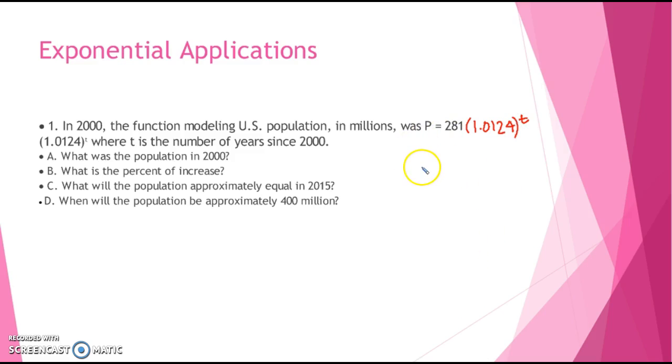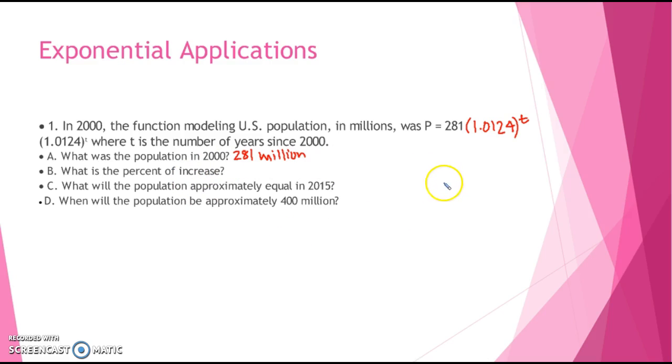All right, so for part A, we want to know the population in 2000. Well, to start with, 2000 is 0 years from 2000. So if I plug in a 0, anything to the 0 power is 1, so it goes away, and I'm left with 281. So there were 281 million in 2000. Another way of looking at it is that the 281 is the initial value, so in 2000 there are 281 million.